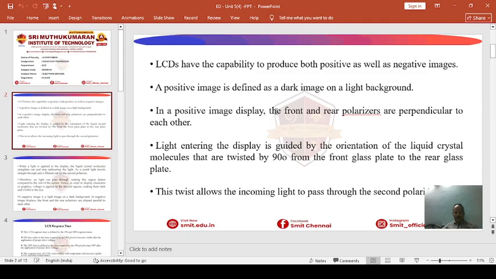The working principle, as I already told you: without an electric field, the twisted liquid crystal molecules rotate the plane of polarized light, allowing it to pass through the second polarizer. When a voltage is applied, the molecules align with the electric field, preventing the rotation of the polarized light. The second polarizer blocks the light, making the region appear dark. So the light entering the display is guided by the orientation of the LCD molecules, which are twisted by 90 degrees from the front glass plate to the rear glass plate. This twist allows the incoming light to pass through the second polarizer.